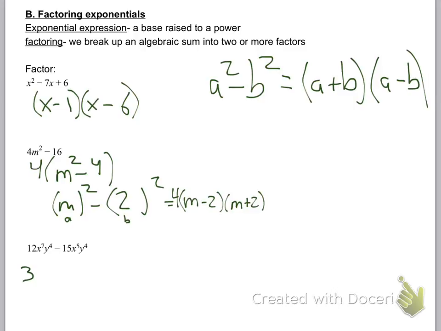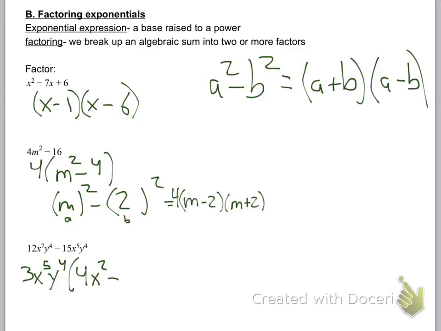X to the 7 and x to the 5th. Everyone can donate. How many x's? 5. So the x to the 5th can be divided out. And y to the 4th, they both can give all of their y's. And what's left over when I divide that out? What's 12 divided by 3? 4. What's x to the 7th divided by x to the 5th? It's x squared. And y to the 4th divided by y to the 4th? Not 0, but 1, so we don't have to write it.